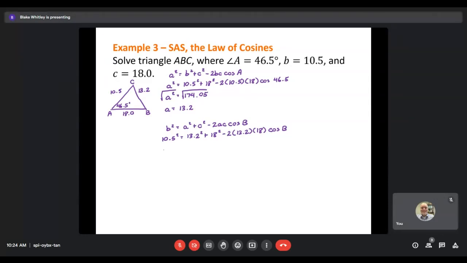10.5 squared should give us 110.25. 13.2 squared, 174.24. 18 squared is 324. And we have 2 times 13.2 times 18. Should give us 475.2.